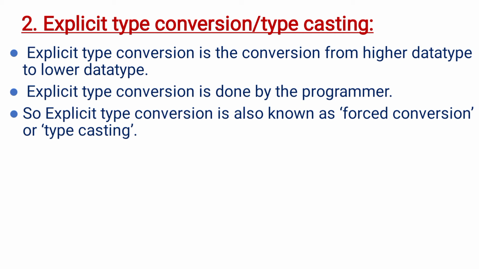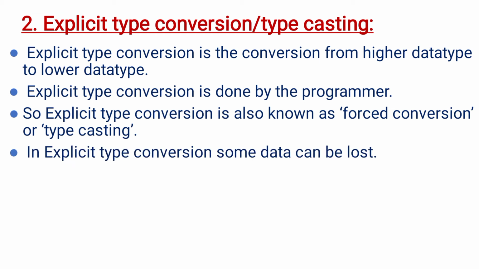Explicit type conversion is also known as forced conversion or typecasting. Why can we call this a forced conversion? The programmer is doing this conversion. The programmer is forcing the compiler to do this type of conversion. That's why explicit type conversion is called forced conversion here. In explicit type conversion, some data can be lost because a higher data size is going to fit in a lower data size. The higher data size is not suitable for the lower data size, meaning it doesn't fit into it. So some part of the data will be lost here.